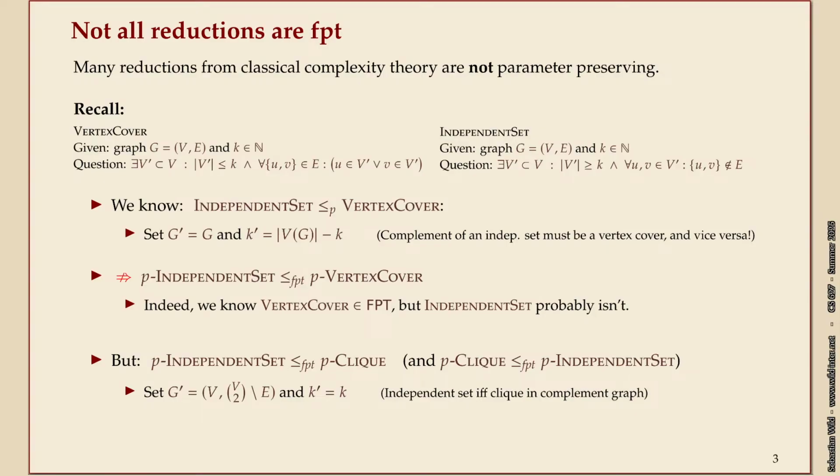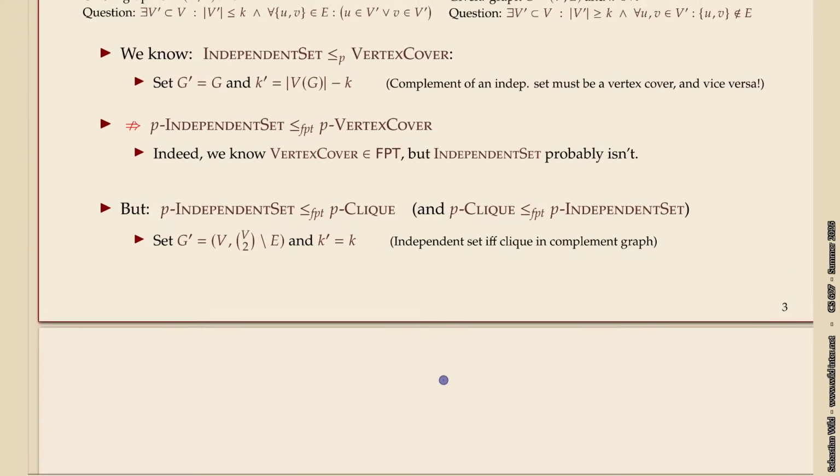Let's see another example where things do work, where the reduction is parameter preserving. It's a boring reduction too, but as a simple example to make the point, we can reduce the independent set problem to the clique problem, also in the parameterized sense with an FPT reduction. And again, this reduction works both ways. And the reduction is simple.